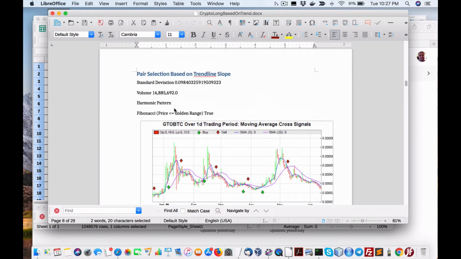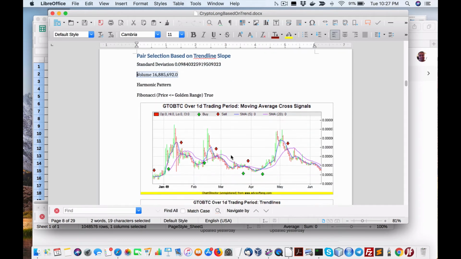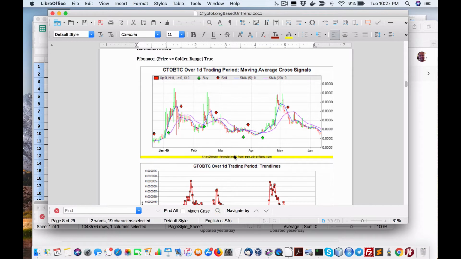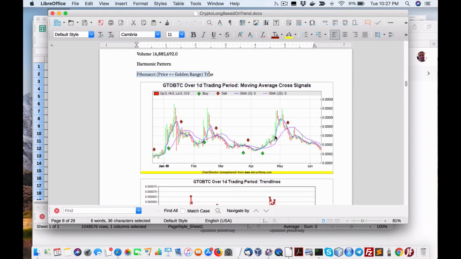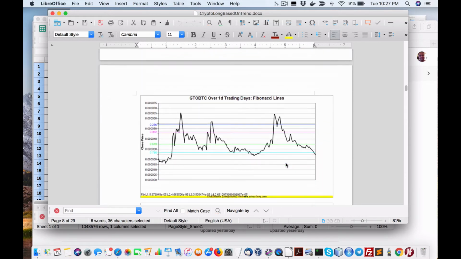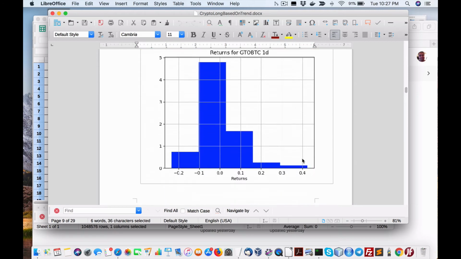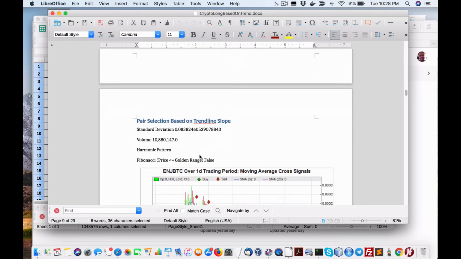So our next pair here, we've got the GTO BTC. Again, slightly higher than volatility. Volume is very good. We're in our trade range according to Fibonacci and whatnot. Here we have a slight trend up, below trend. And again, we have some nice positive outliers here, but there's still a higher concentration of negative returns.